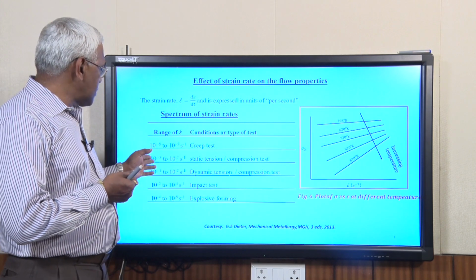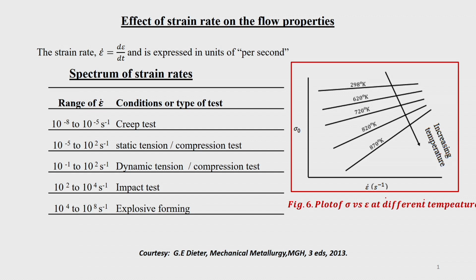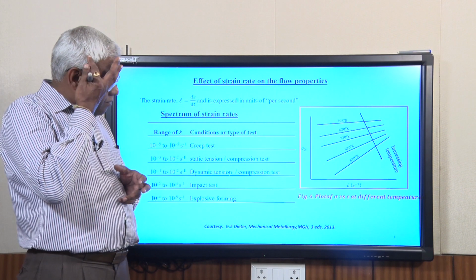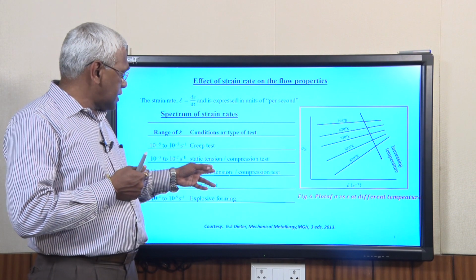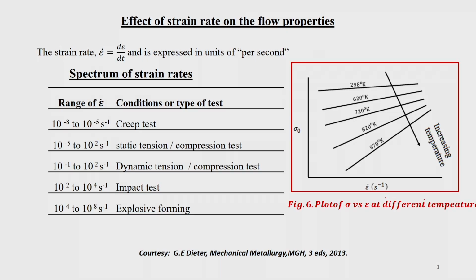That normally will be at a somewhat higher rate, but it is not very high. So, this 10 to the power 2 should be 10 to the power minus 1. Then 10 to the power minus 1 to 10 to the power 2 is a dynamic tension or compression test, maybe like your fatigue testing, or maybe your slow impact test. Basically this range corresponds to your fatigue testing.